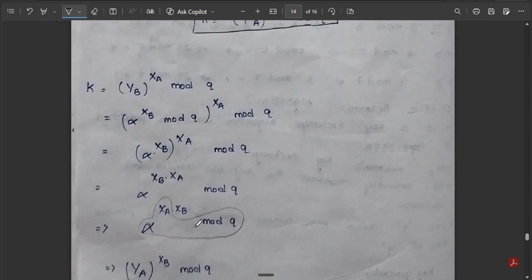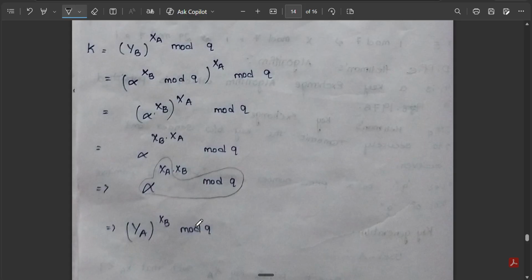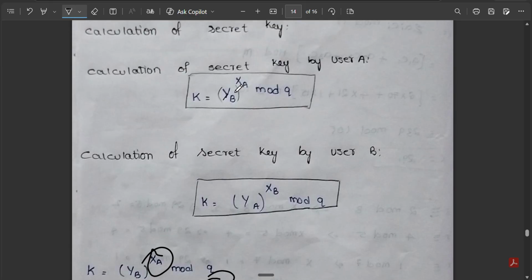So to see both are equal, here is the proof. YB power XA mod q. YB can be written as alpha power XB mod q, whole power XA, as it is in this formula. Then mod q. After that, since mod q is common, we are going to write it like this: alpha power XB whole power XA mod q. Then I can write it as alpha power XB into XA mod q. Then alpha power XA mod q, the value is YA power XB mod q. So we can use either this secret key calculation or this one.